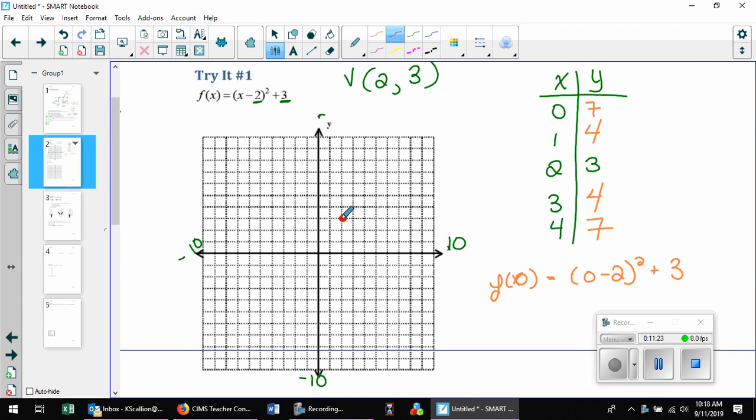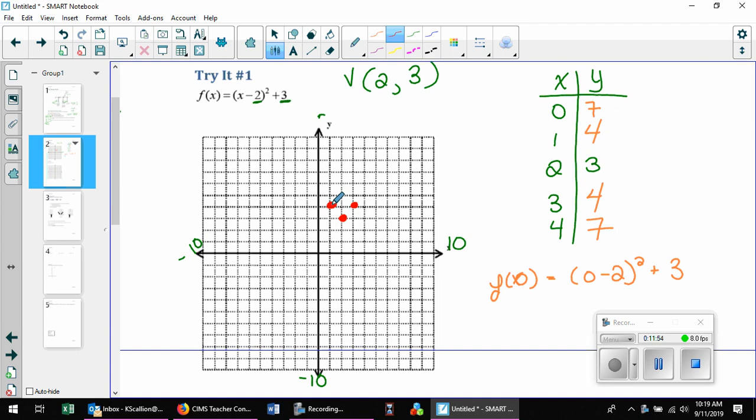My pattern was 1 away from the vertex on either side. So to the right 1, and I go up 1 square. I start at the vertex, go 1 away to the left, 1 squared up. There's my point there. So that would be at 3, 4. And this one is 1, 4. So these are the exact same points I got in my table of values.